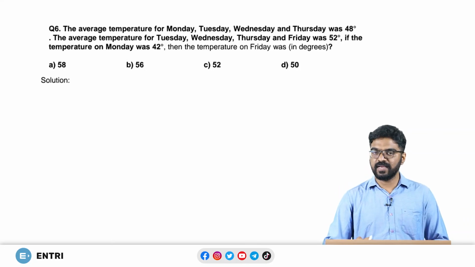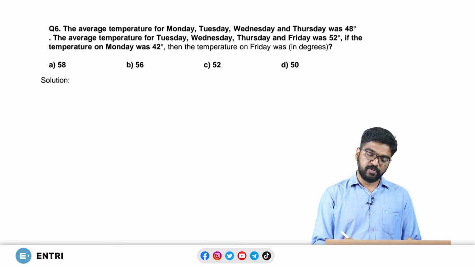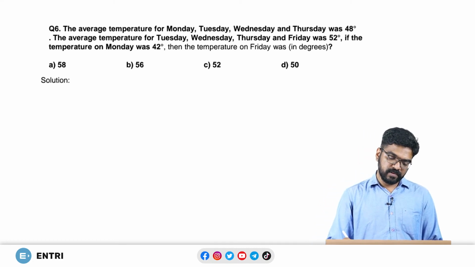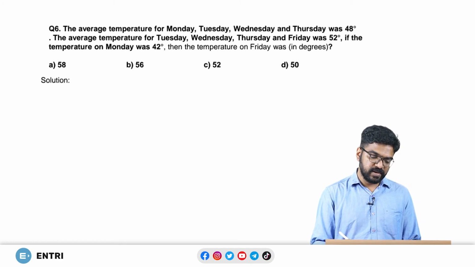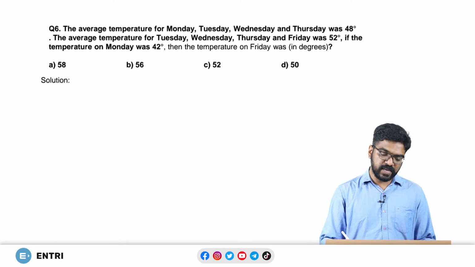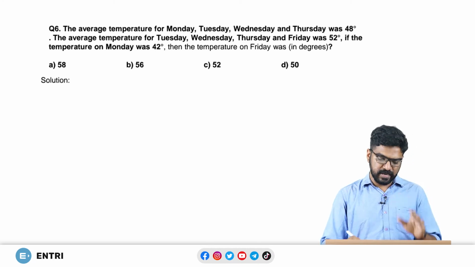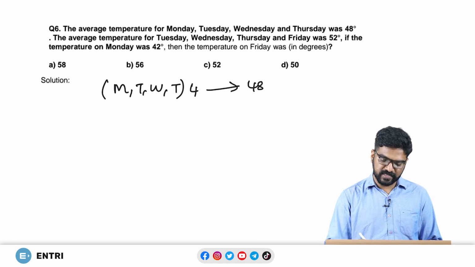This question explains the case of a replacement. Okay, so look here. The average temperature for Monday, Tuesday, Wednesday and Thursday was 48 degrees. The average temperature for Tuesday, Wednesday, Thursday and Friday was 52 degrees. If the temperature on Monday was 42 degrees, then the temperature on Friday was? Okay, so this is what happened. We have Monday, then Tuesday, Wednesday and Thursday. There are 4 days. The average temperature is 48 degrees Celsius.